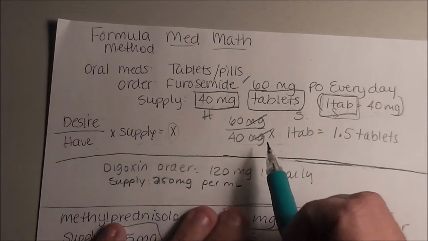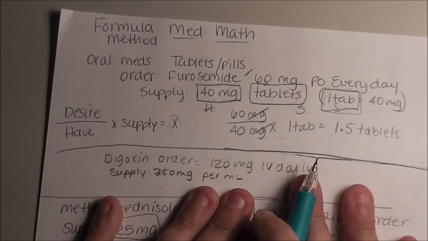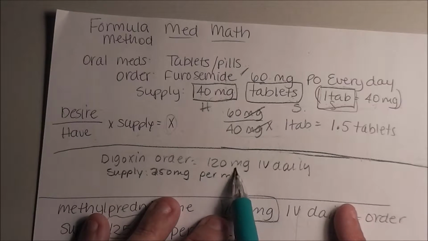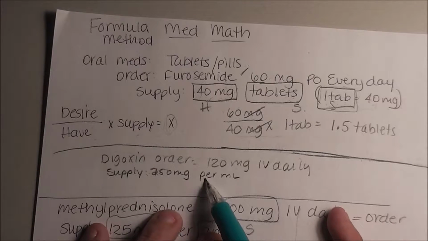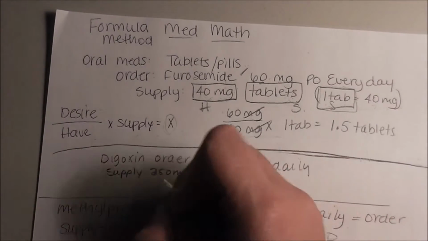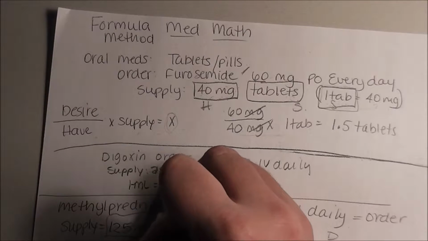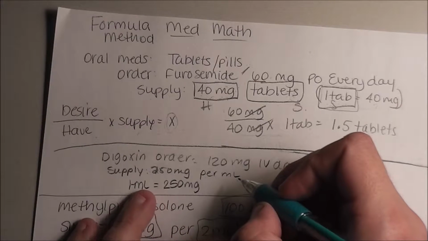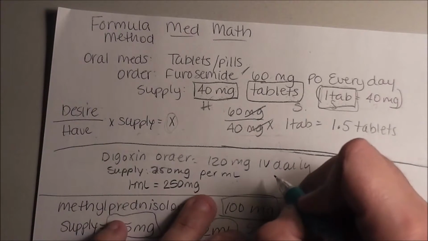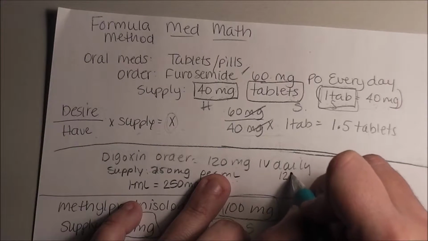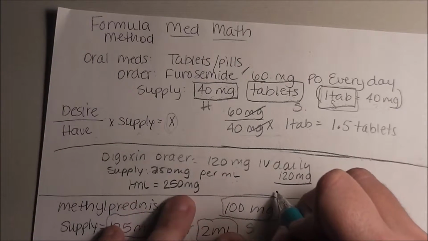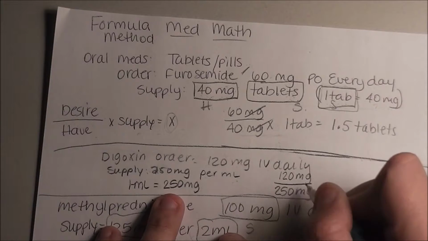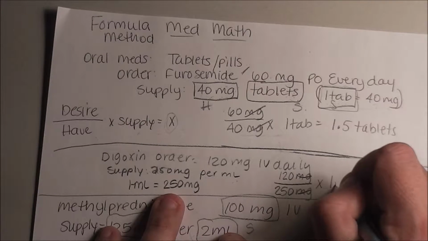All right, let's go to liquid. Okay, so right here, let's ignore this one down here. So right here you have a digoxin order. You need 125 milligrams IV daily, and your supply is 250 per mL. So every 1 mL is 250 milligrams of digoxin in this problem. Okay, 1 mL is 250 milligrams. So you take your order, or your desire, 120 milligrams, over your have, which is your 250 milligrams, because these will match, cross those off, times 1 mL.